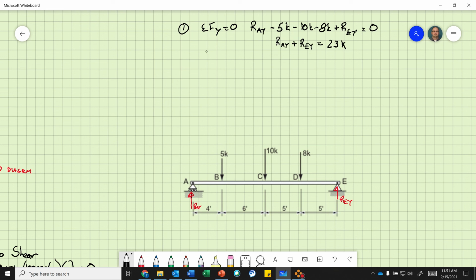Okay, sum of the moments about point A has to equal 0. All right, so the 5, the 10, and the 8 kips are all going clockwise around point A, so those are negative moments. So we have minus 5 kips, and that's a negative rotation times 4 feet.